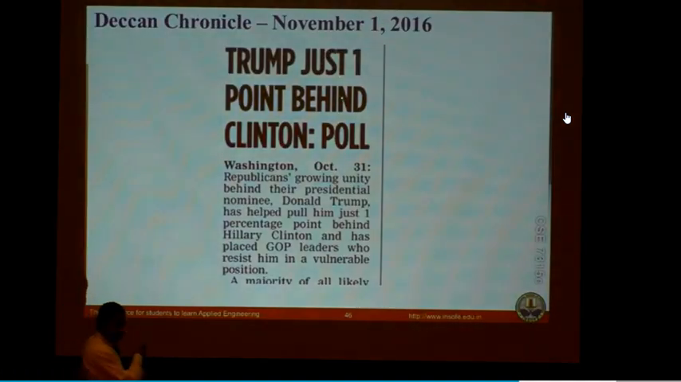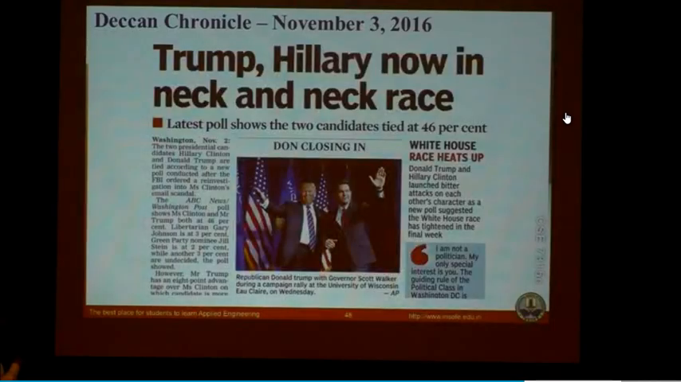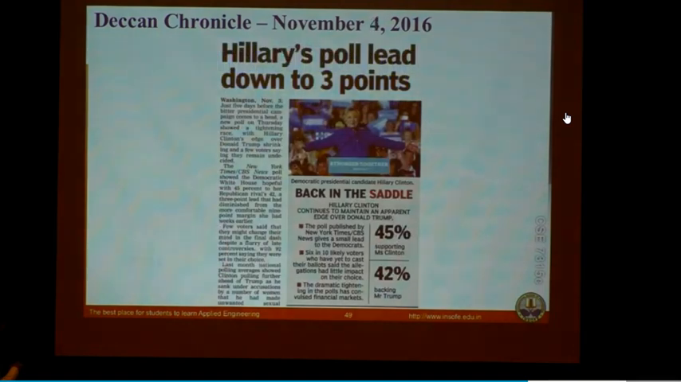November 1st, watch it. Trump just 1 point behind Clinton. November 2nd, Trump in lead by 1 point. November 3rd, Trump and Hillary now in a neck and neck race. Both are locked at 46%. Okay? November 4th, Hillary's poll lead down to 3 points, 45 and 42.